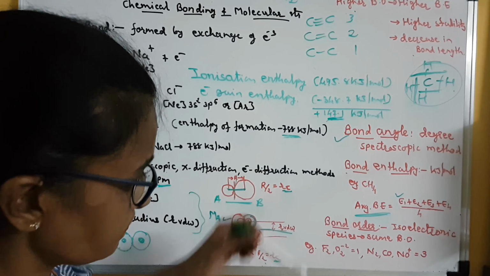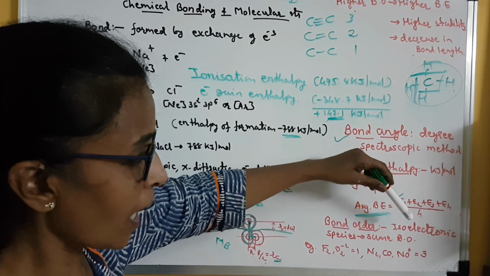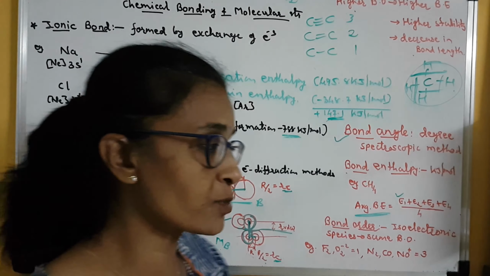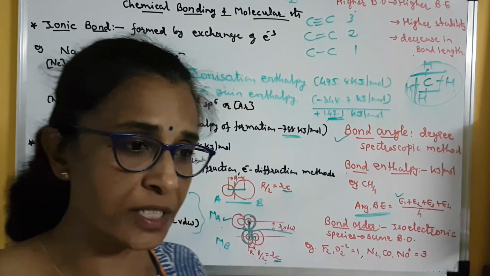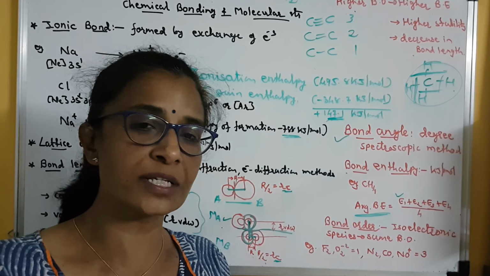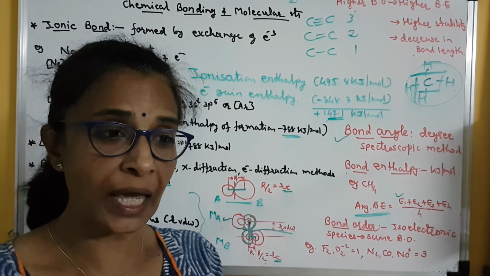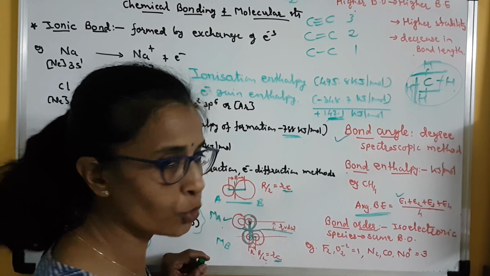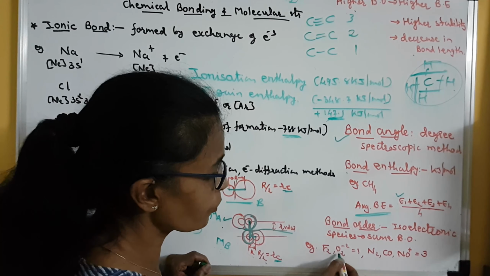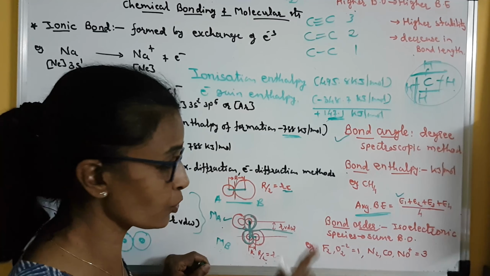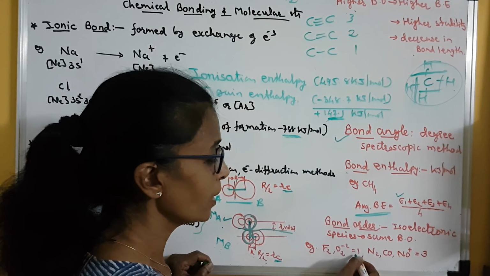Clear? So here this is very important. Isoelectronic species have the same bond order. Isoelectronic species, in the third chapter we have discussed this. Those species which have the same number of electrons. It doesn't matter whether it is an atom, ion or molecule. But if they have the same number of electrons, they are called isoelectronic. For example, F2 and O2 minus 2. This is an ion and this is a molecule. So both have the same number of electrons. So they are isoelectronic and their bond order is 1.